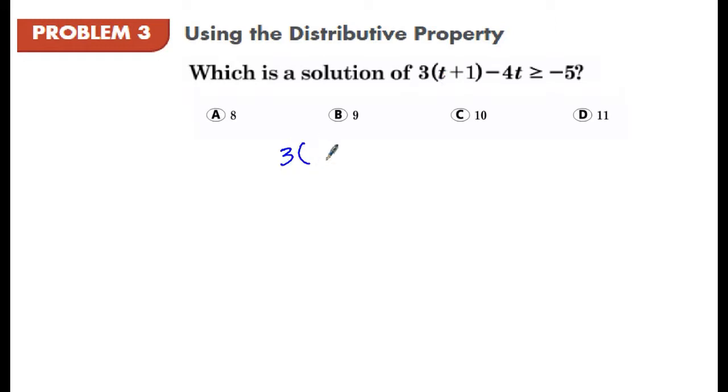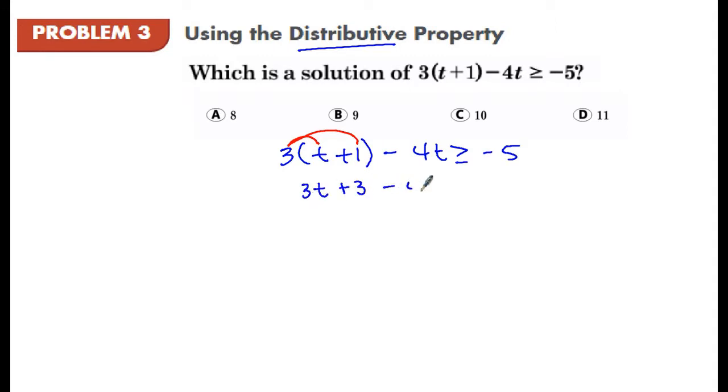3 times t plus 1 minus 4t is going to be greater than or equal to negative 5. So we're going to do a little bit of distributive. We're going to go ahead and multiply. We're going to distribute 3 times t and 3 times 1. We want to multiply those out. So we're going to get 3t plus 3 minus 4t is greater than or equal to negative 5.